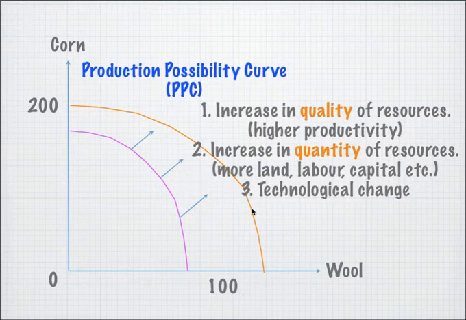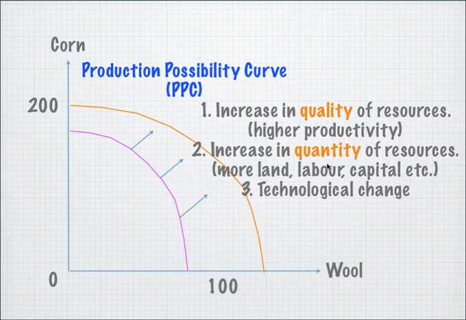Next, notice that I have drawn two PPC curves here. Previously we were talking about a movement from a point that is within the PPC curve to a point that's on the PPC curve. Now, this is actually a shift of the PPC curve. In what cases would there actually be a shift of the PPC curve? I've noted down 3 possibilities here.